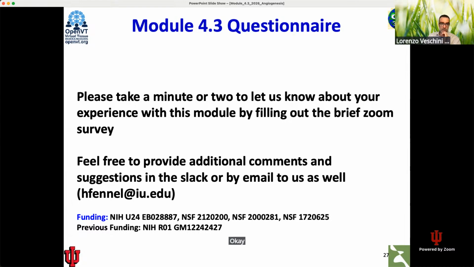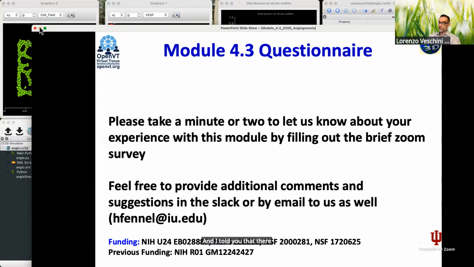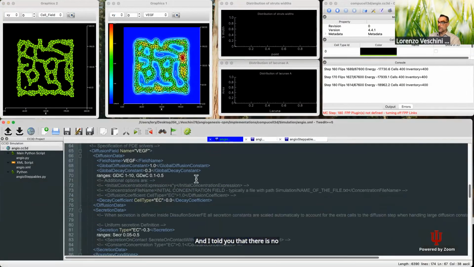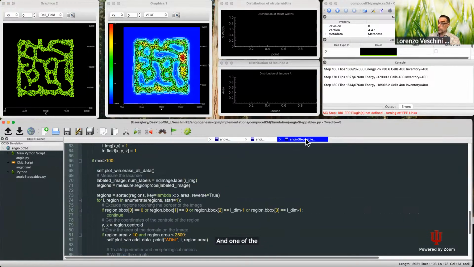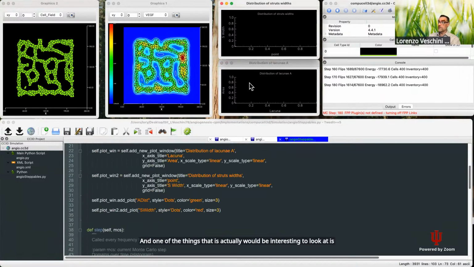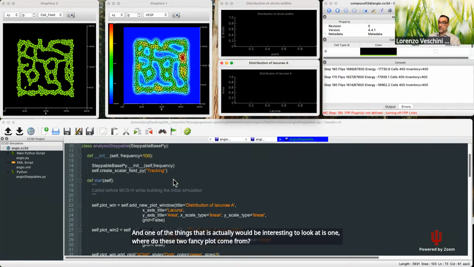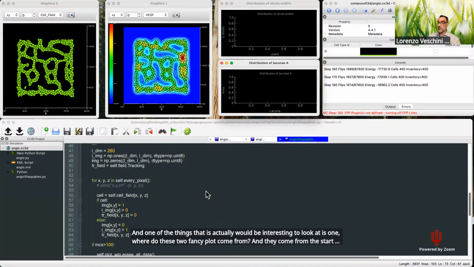Okay. That is, I can show you that. Yeah, it's something I wanted to look at. And I told you that there is no Python really in this example, but in my example there is. And one of the things that would be interesting to look at is, one, where do these two fancy plots come from? And they come from the start function, some other iteration down the line.